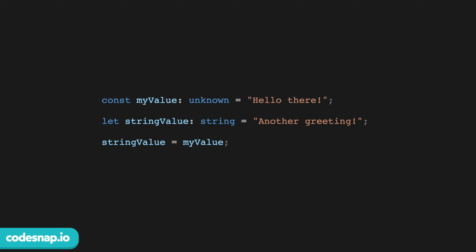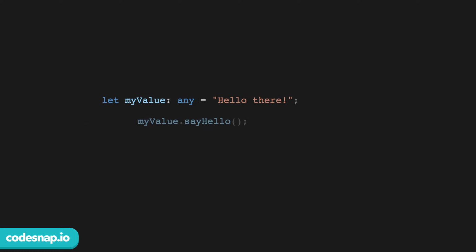Alright, let's cover one last example showing one more difference between any and unknown. Remember how I said earlier that we could call any function on an any value even if the function doesn't exist? Thankfully, if we use the unknown type instead of the any type, unknown will pessimistically assume that the value does not have any functions and therefore TypeScript will fail to compile.